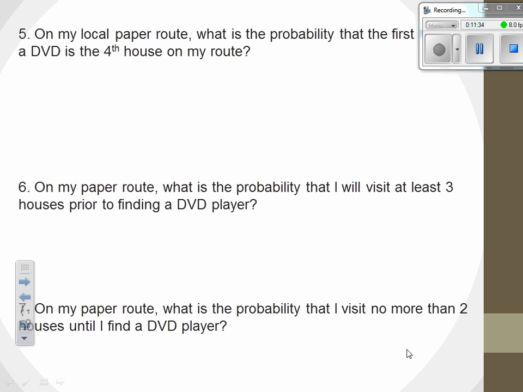So very quickly too, I can use the same type of problem on my local paper route. What's the probability that the first home with a DVD is the 4th house? So this is until success. This is now a geometric setting. So what's the probability that the first home is the 4th? So the probability that x equals 4. This is a particular value, so this would be a geometric PDF.